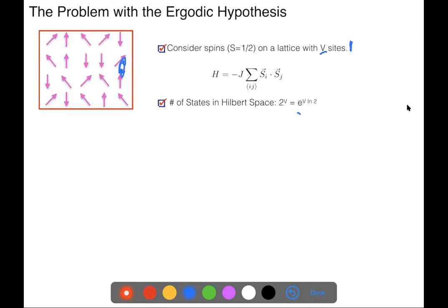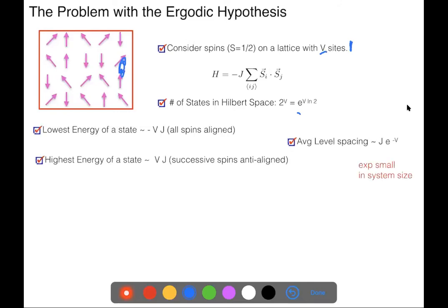That's the important part. And you can now ask what is the lowest energy state of this system with this Hamiltonian. The energy will be of the order of minus V times J when all the spins are aligned. There will be a factor corresponding to the number of nearest neighbors, which I have missed, but that's okay. That's not important for the argument I'm going to make. Similarly, the highest energy state will be the other one.